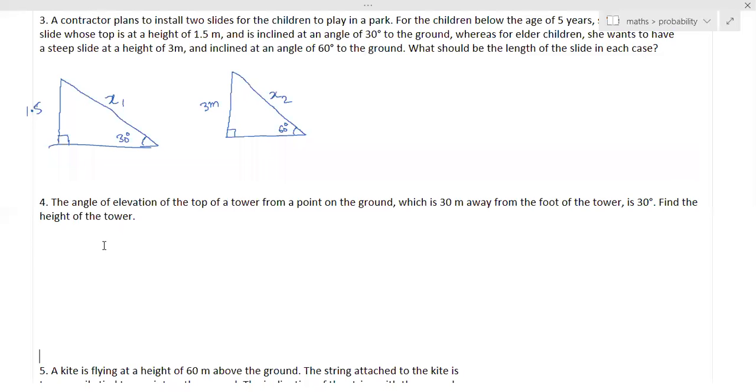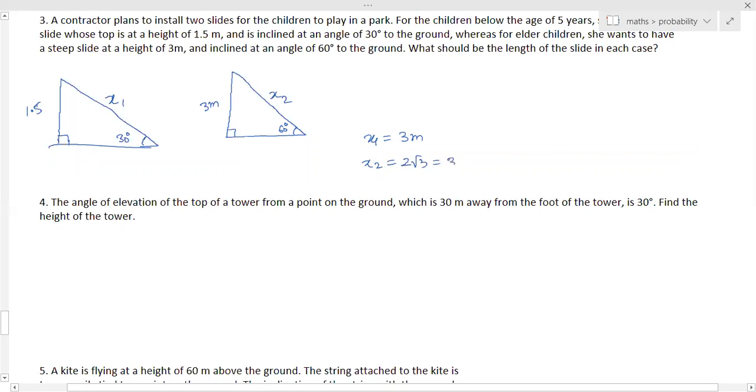Ma'am, x1 is 3 meters, right? And x2 is 3.464. x1 is 3 meters and x2 is equal to 3.464. In root 3 value, what's the answer you got? 2 root 3, ma'am. 2 root 3. I'm also wrong. Yes, right. 3.464.